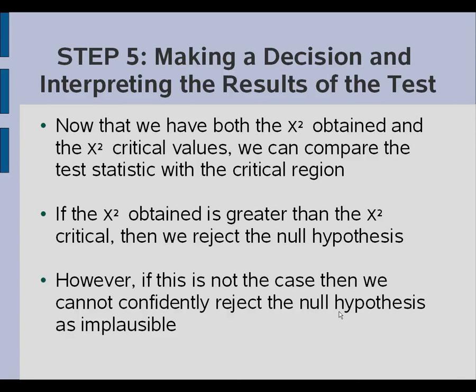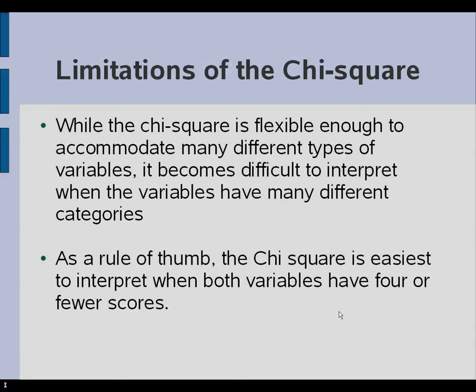Step 5. Making a decision and interpreting the results of the test. Now that we have both x squared obtained and x squared critical values, we can compare the test statistic with the critical region. If x squared obtained is greater than the x squared critical, then we reject the null hypothesis. However, if this is not the case, then we cannot confidently reject the null hypothesis as implausible.